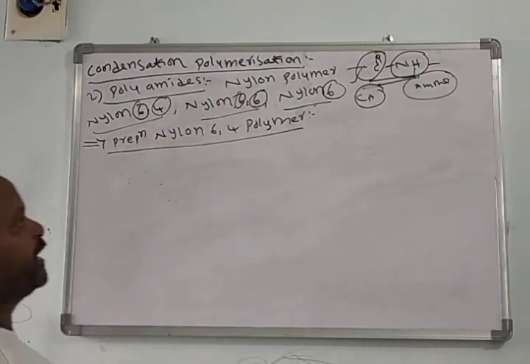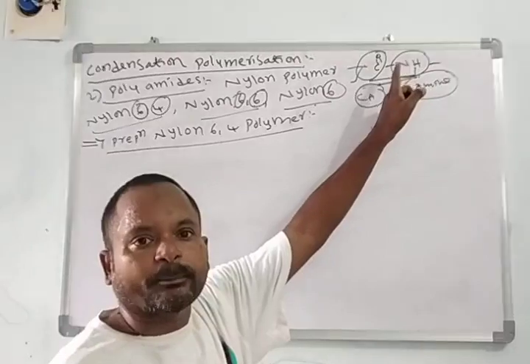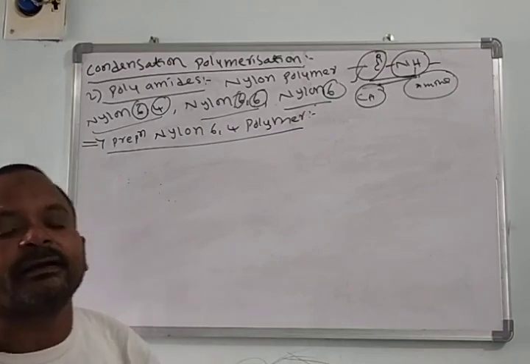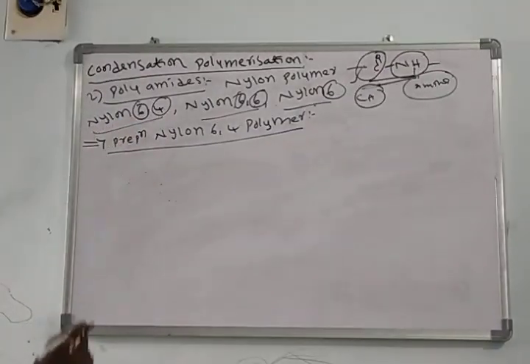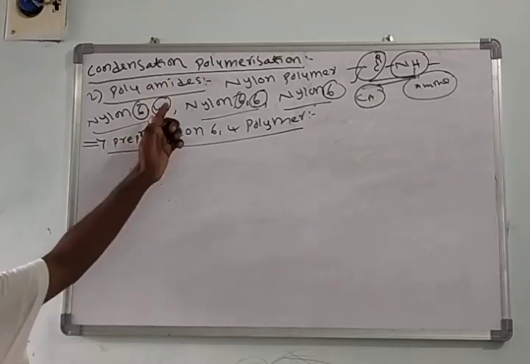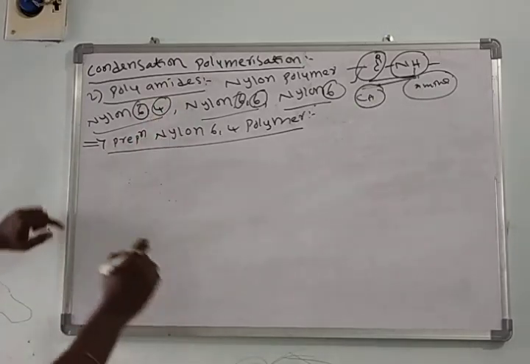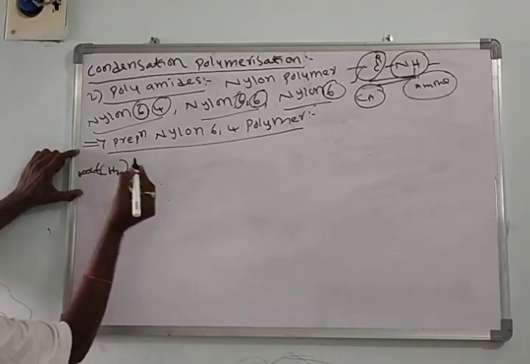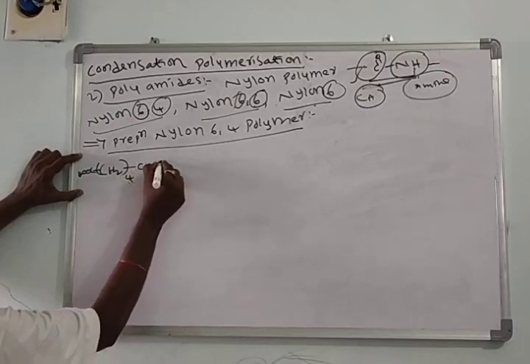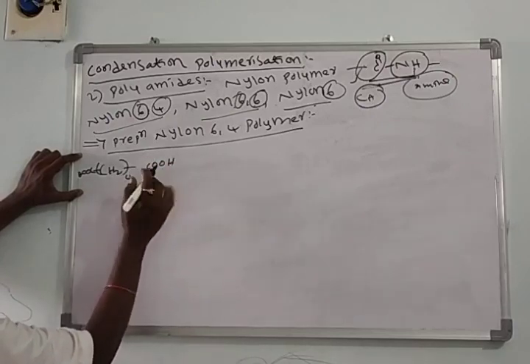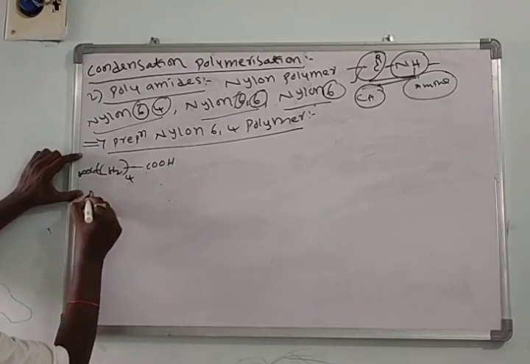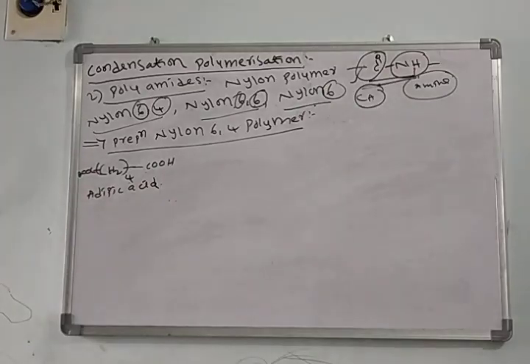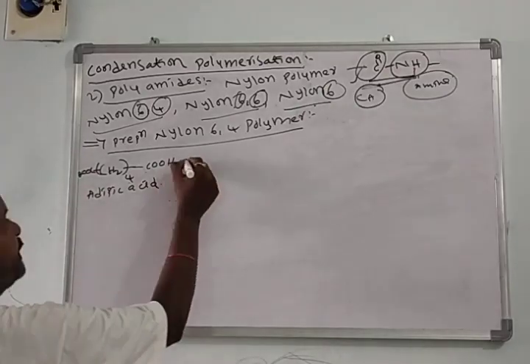Already I said all nylon polymers have the amide functional group. Amides are prepared from carboxylic acid and amine. 6 means a 6 carbon containing carboxylic acid, 4 means a 4 carbon containing amine. You take the 6 carbon containing carboxylic acid, HOOC, then 4 CH2, then COOH. The 6 carbon containing dicarboxylic acid we call adipic acid.